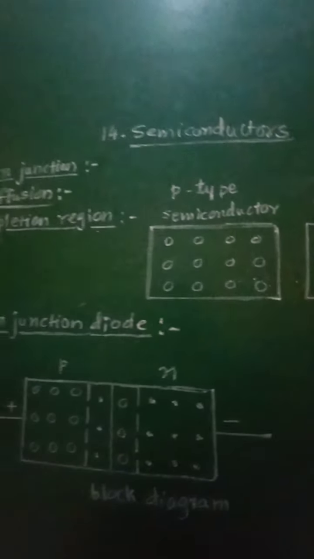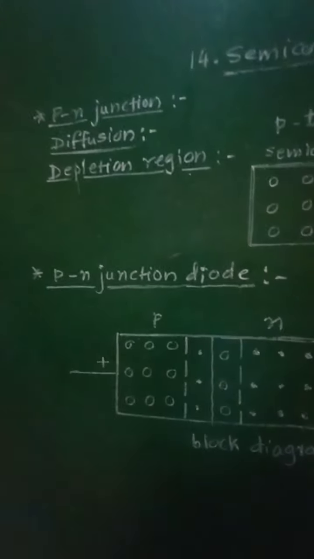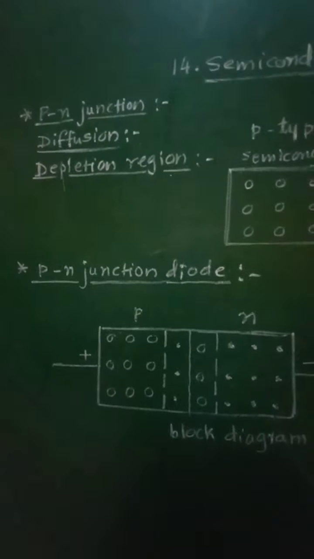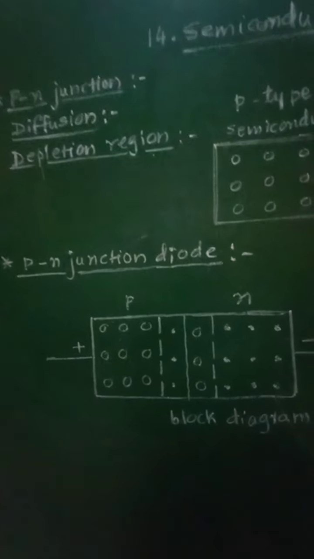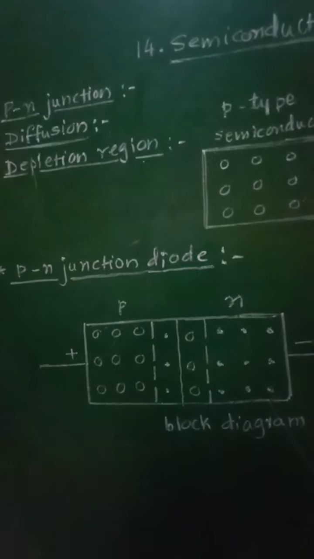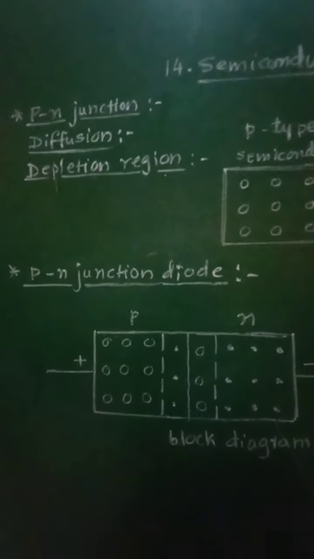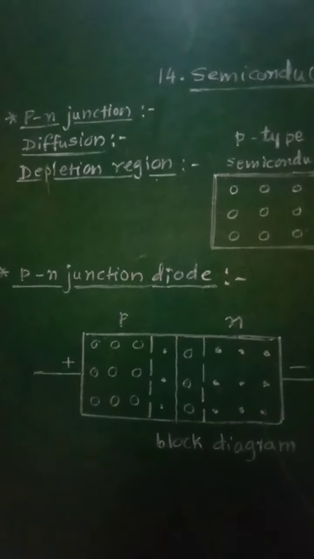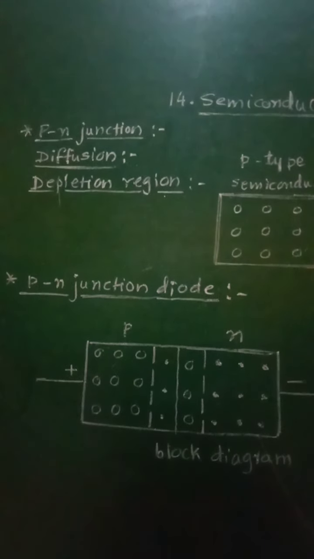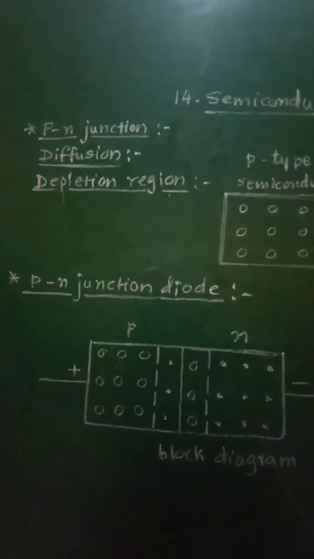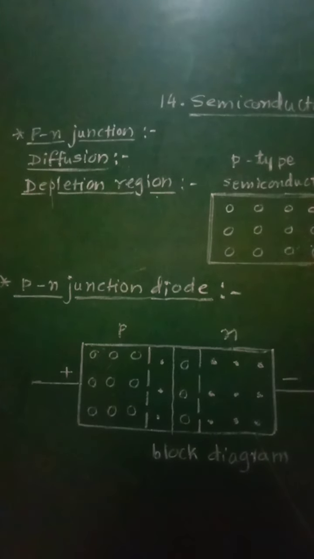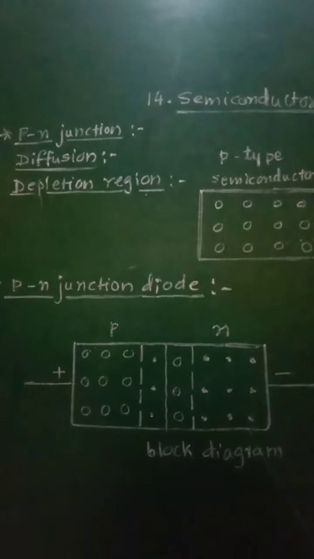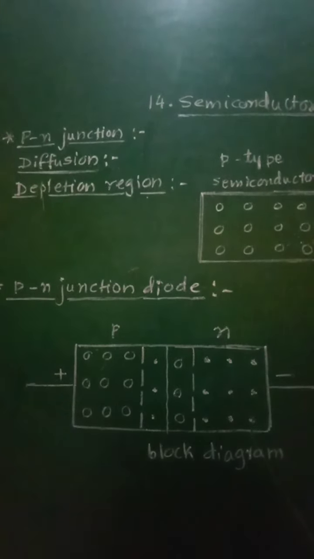And now let us see what is a PN junction diode. Diode means it will be having two electrodes, and therefore a PN junction diode is a diode formed due to the P and N semiconductors or PN junction. So a PN junction provided with metallic connections on each side is called a PN junction diode.